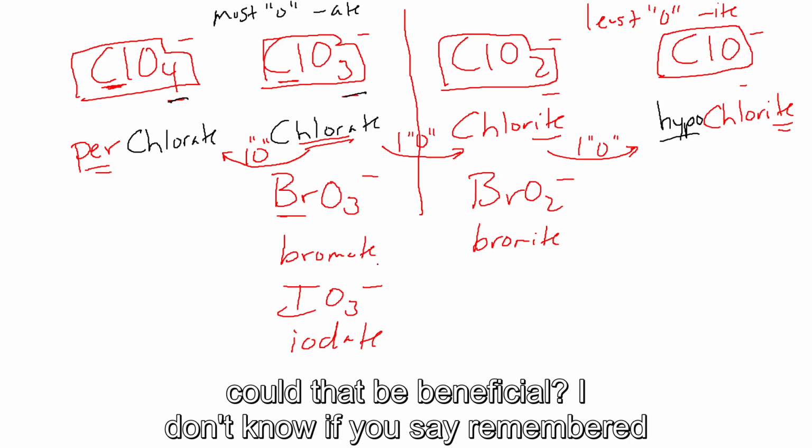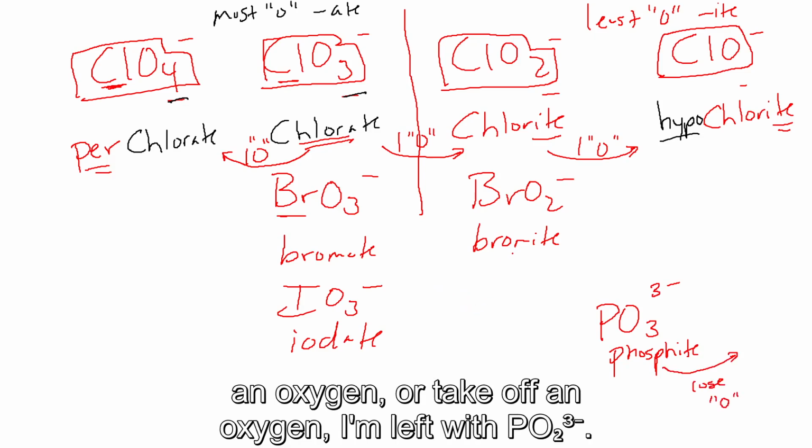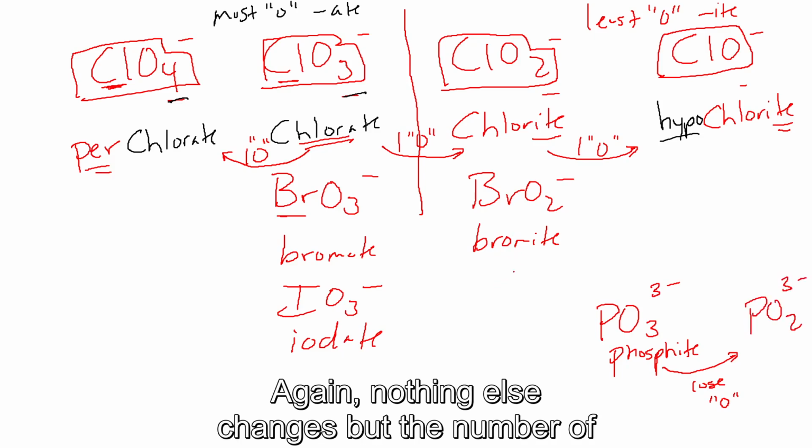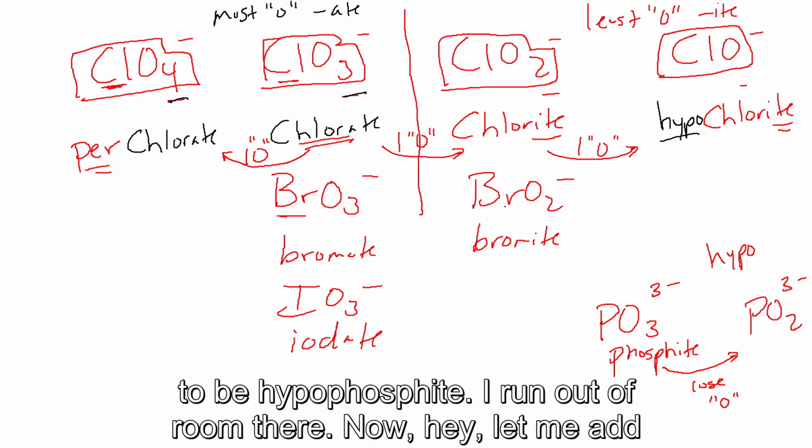So how could that be beneficial? I don't know. If you say remembered PO3 3 minus, that is, my friend, phosphite. Now, if I lose an oxygen or take off an oxygen, I'm left with PO2 3 minus. Again, nothing else changes but the number of oxygens. So that is the least number of oxygens. That's going to be hypophosphite.